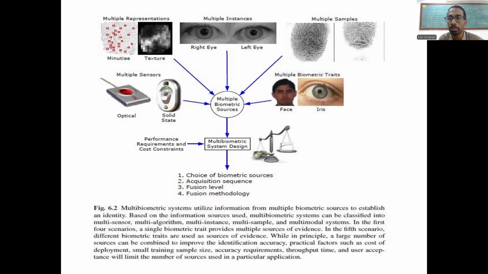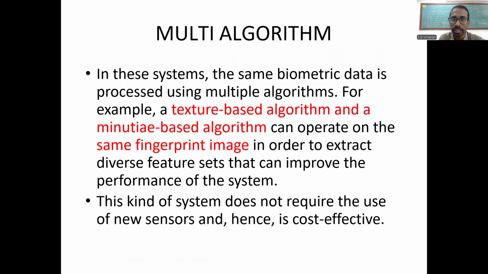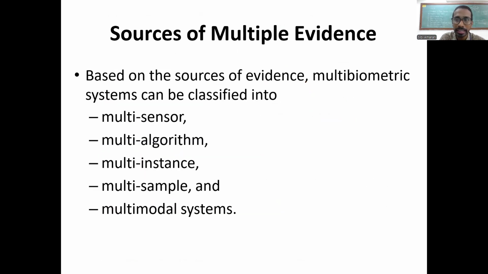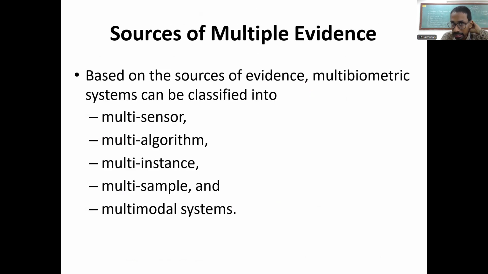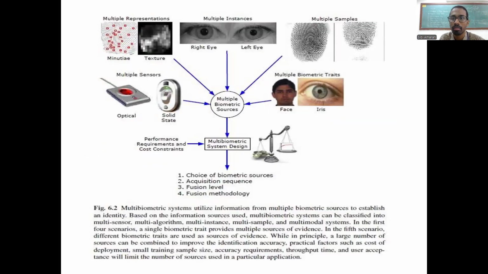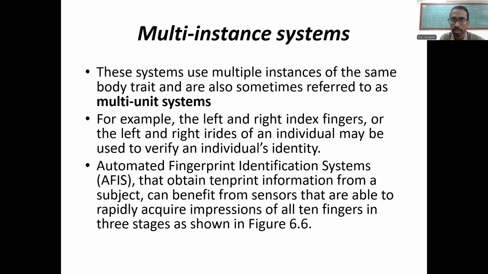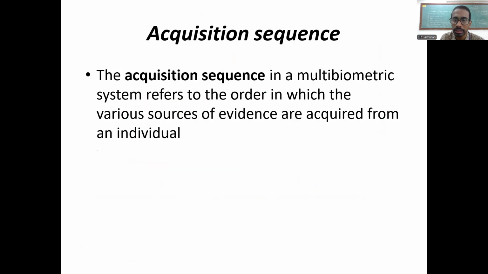I already said capturing from the iris is very suitable only for people who are not blind. If they are blind, the iris trait won't be preferred. If you take the face, it won't be suitable for identical twins. So these are the various multi-biometric systems that are classified. These are the topics that were discussed.